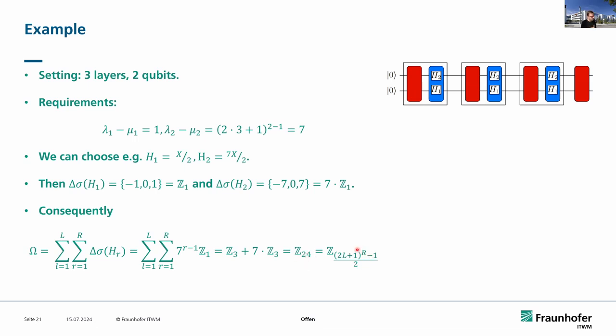And now let's check if this really matches the previous formula for K. So L is now 3. 2 times 3 plus 1 is 7. R is 2. 7 squared is 49. Minus 1 is 48. Divided by 2 is 24. So now we have built an example of a QNN, under the assumption that all data encoding layers are the same, which has a maximum frequency spectrum. You cannot get larger.